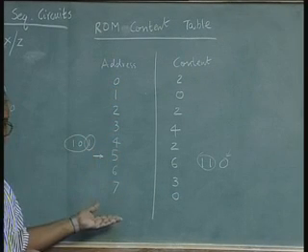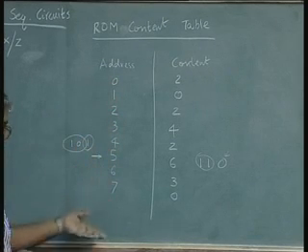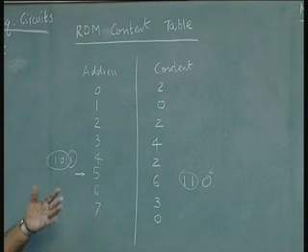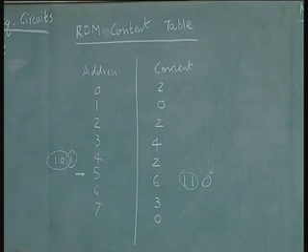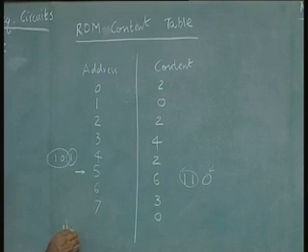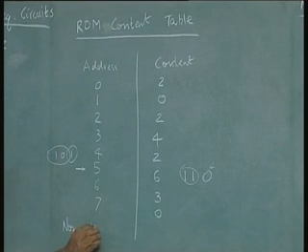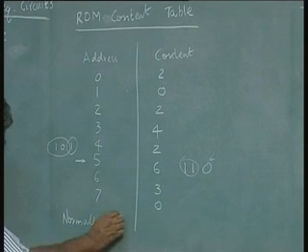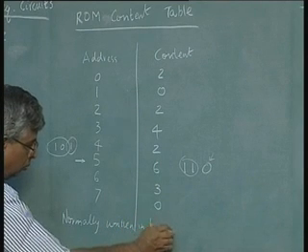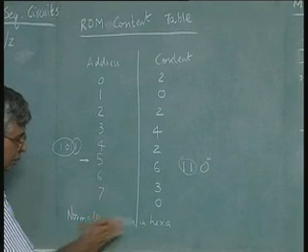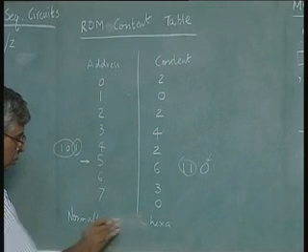This is a very simple trivial example. Usually they have many more rows and they usually use hexadecimal representation. They do not stop with decimal; it is normally written in hexadecimal form.